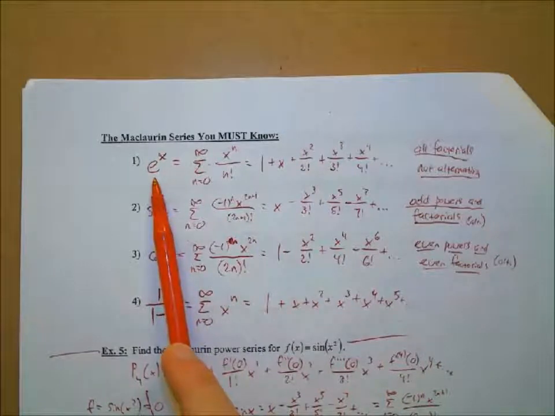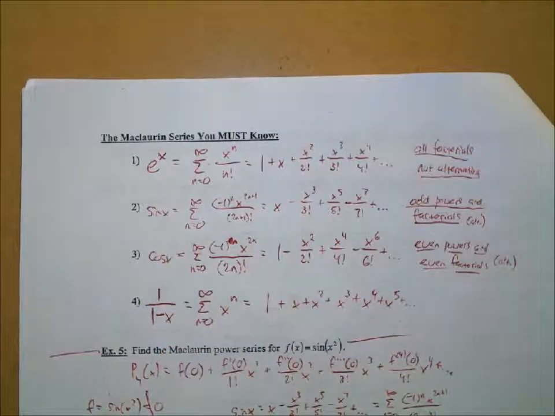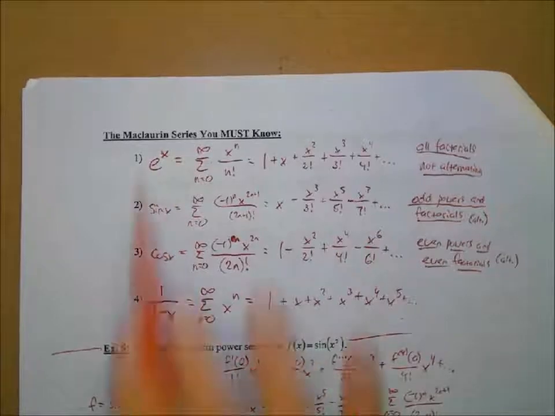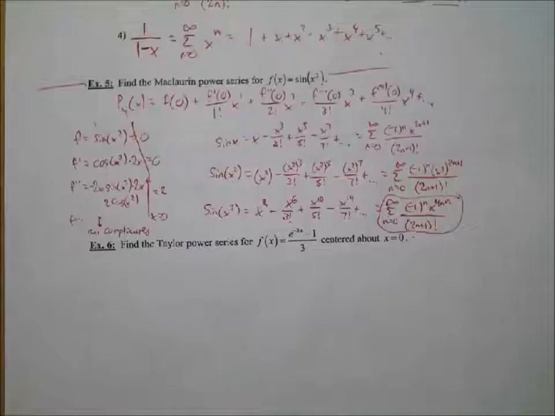If we centered it elsewhere, we would need to use a horizontal shift or something like that to account for that. But we're not going to have to worry about not being centered at 0 today. Everything's going to be centered at 0, which is where all these originated from, okay? So you're right, we're going to start with e to the x.